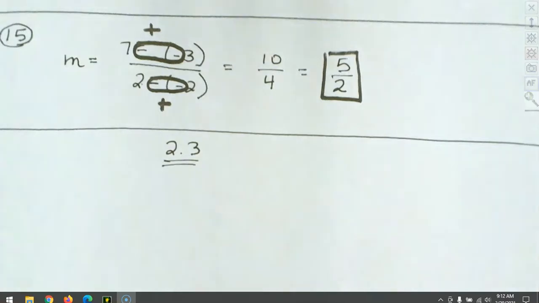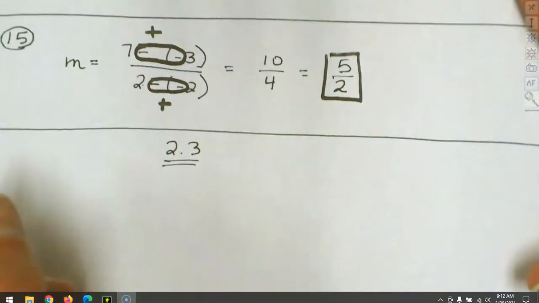2.3. We only asked about a couple of questions, which were 7 and 14. So let's look at 7. And they're all pretty much the same for these.